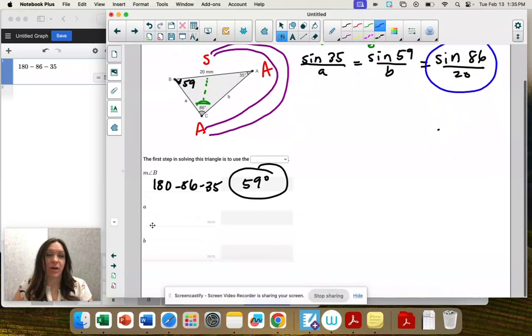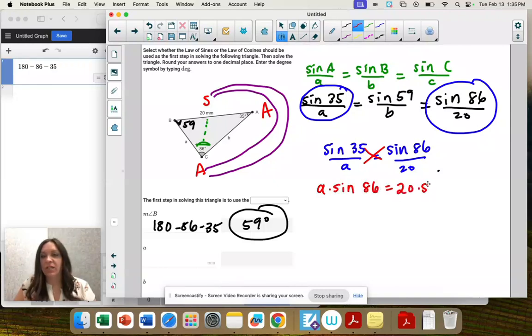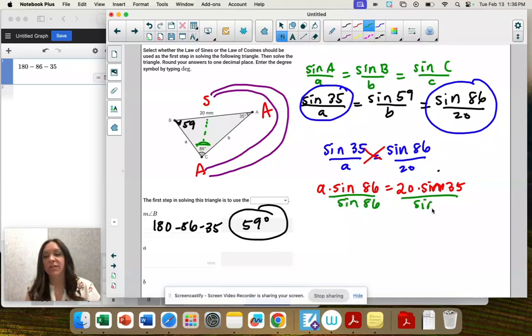And then we're just going to do this twice to find A and B. So let's start with these two. We have sine of 35 over A equals sine of 86 over 20. Now we're set up. I'm going to cross multiply. So A times sine of 86 equals 20 times sine of 35. And it's really nice when we're solving for a side because we don't have to do the inverse. We just divide both sides by the sine value, so sine of 86 on this one, and now A is by itself. So A is equal to 20 times sine of 35 over sine of 86.